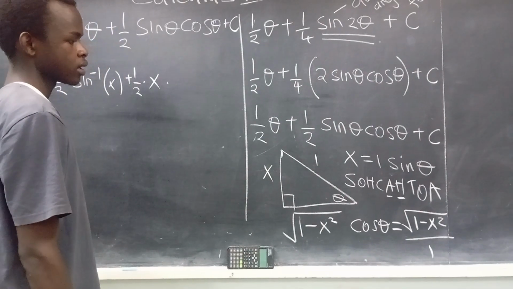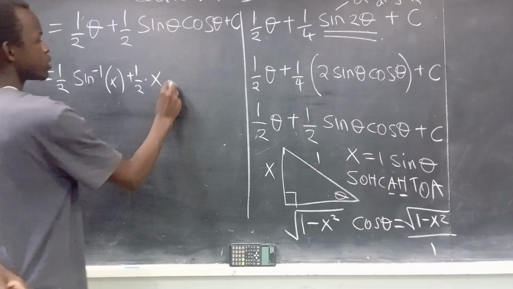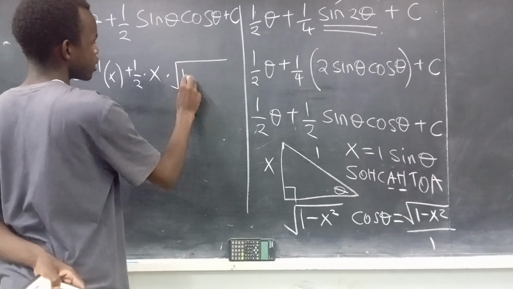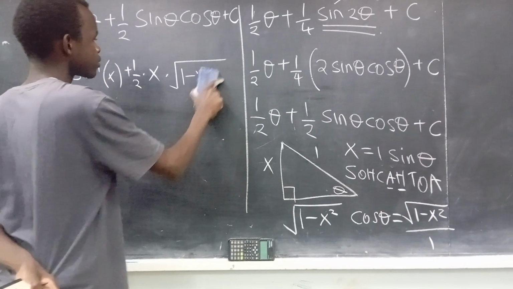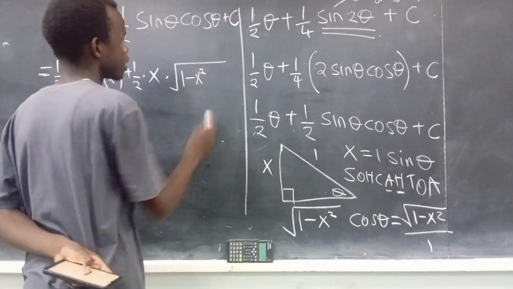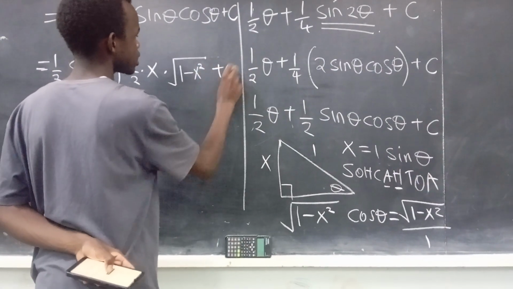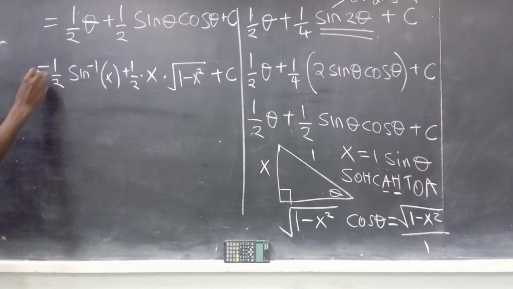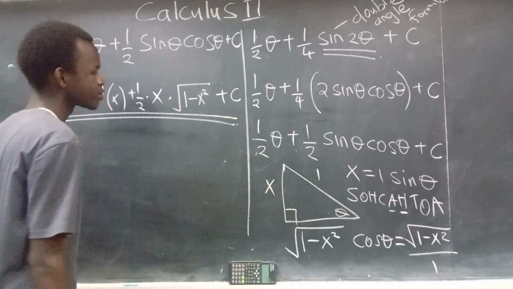Okay? So my cos theta is just the square root of 1 minus x squared. It's simple that way. So most of the trigonometric integrals are long, but okay, I'll just add plus my constant. So this is my supposed answer. So this is my final answer, as you can see. So that will be my final answer.